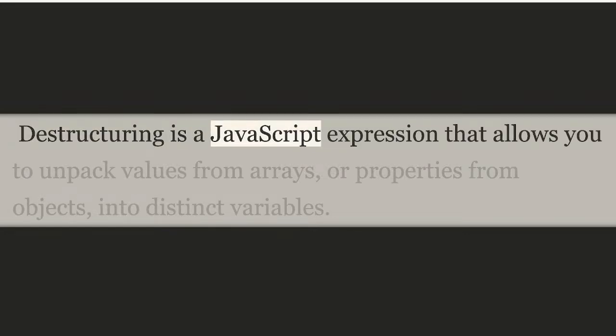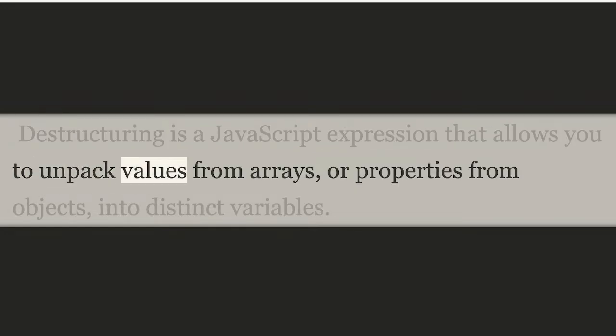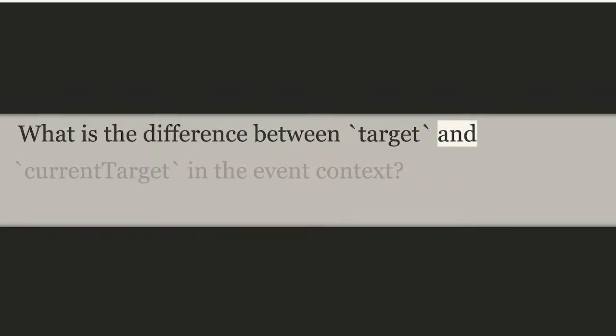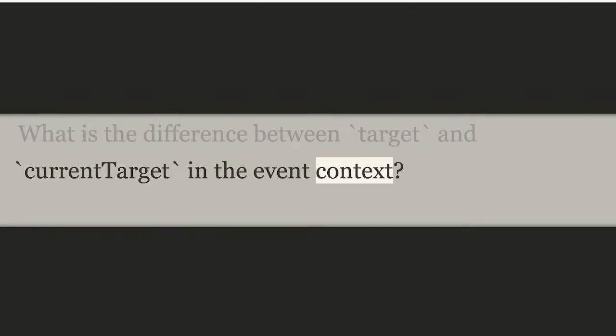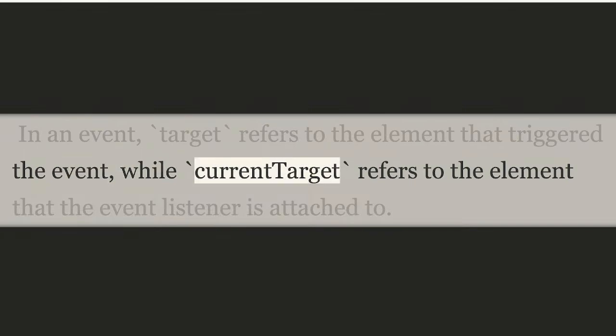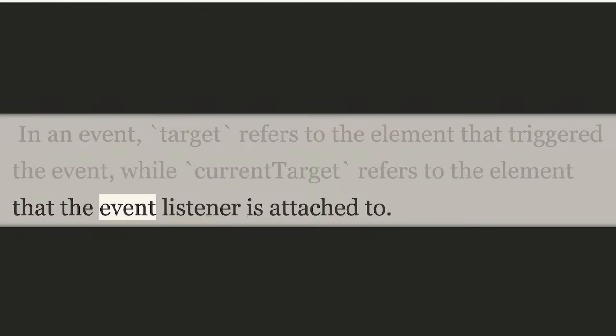Destructuring is a JavaScript expression that allows you to unpack values from arrays, or properties from objects, into distinct variables. What is the difference between target and current target in the event context? In an event, target refers to the element that triggered the event, while current target refers to the element that the event listener is attached to.